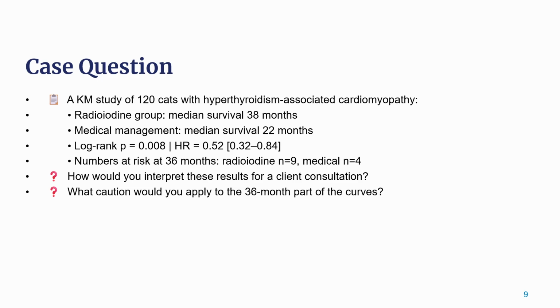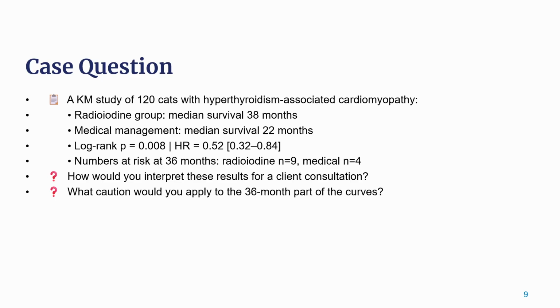But the caution: by 36 months, there are only 9 cats in the radioiodine group and 4 in the medical management group. The curves at that time point are based on very few animals. That portion of the curve is unreliable. Don't overinterpret what happens after month 30.